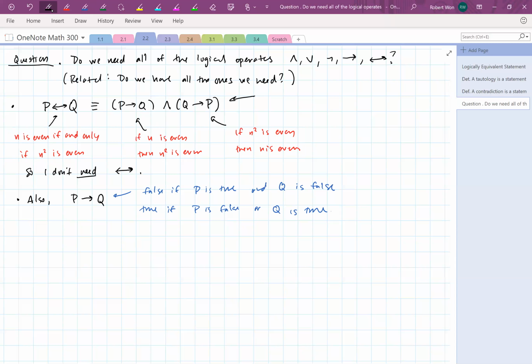So, I mean, or you could see this by a truth table, right? Maybe I should add that on the side.